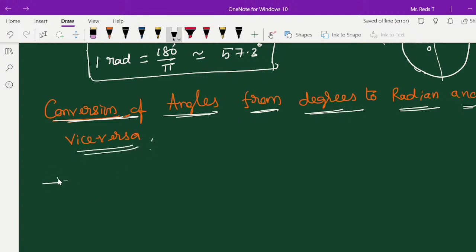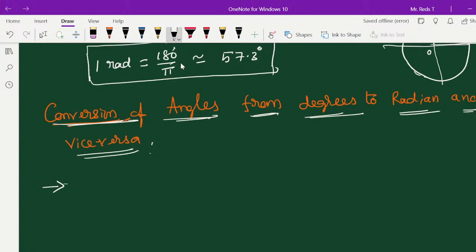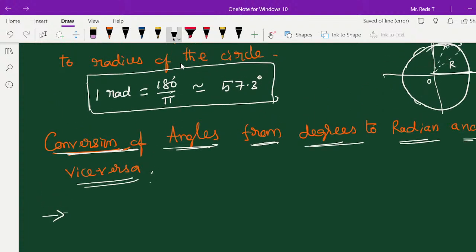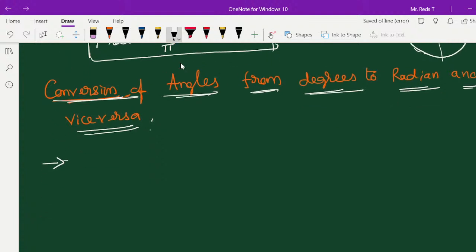First you have to remember which relation to use to convert an angle from degrees to radian, and which relation to use to convert an angle from radians to degrees. In the above line we have observed that 1 radian is equal to 180 degrees by pi, 2 radians is equal to 180 by pi times 2, 3 radians is equal to 180 by pi times 3, like that. Depending on the number of radians, if you want to convert into degrees, you have to multiply with 180 by pi. This is what you have to understand as a first point.